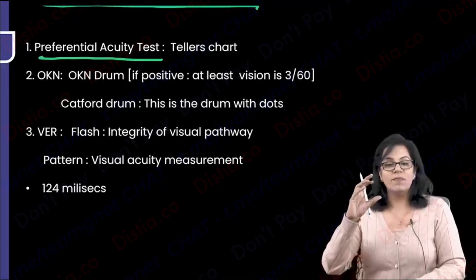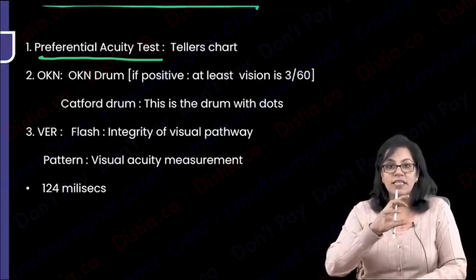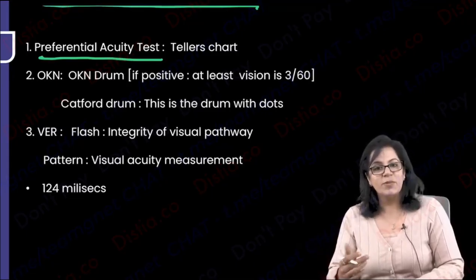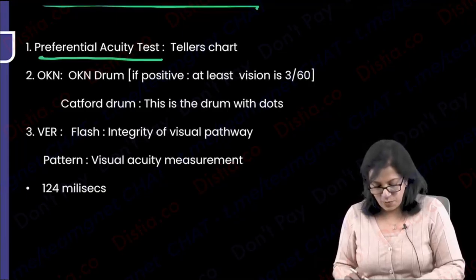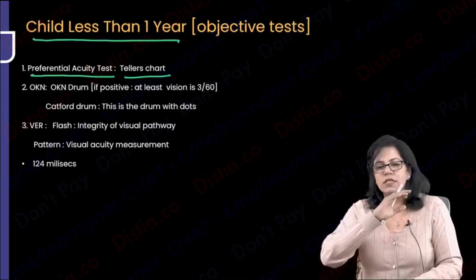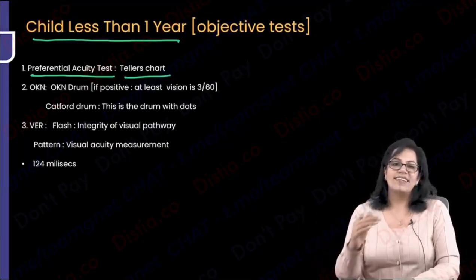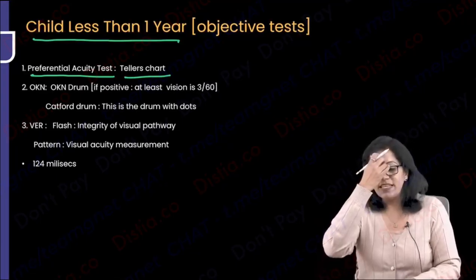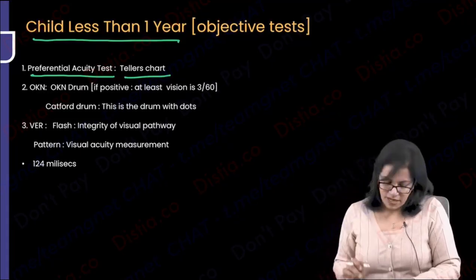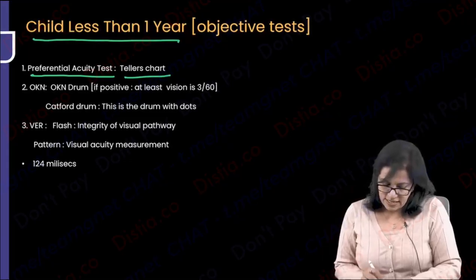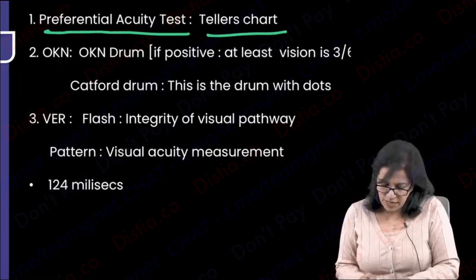You are showing some cards to the child and seeing whether he prefers to look at them. That is what the test itself is telling you, explaining the method, right? So the preferential acuity test by Teller's chart. Just know, actually there's a long list of different tests. We have to pick up the most important and learn them. So I'm going a little slow here so that you all are clear. So this is your preferential acuity test. Then second would be, I'll just show you what a Teller's card is.